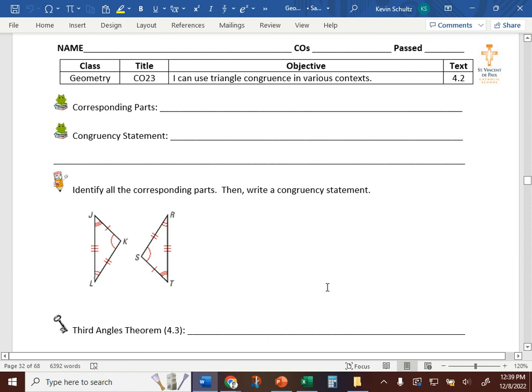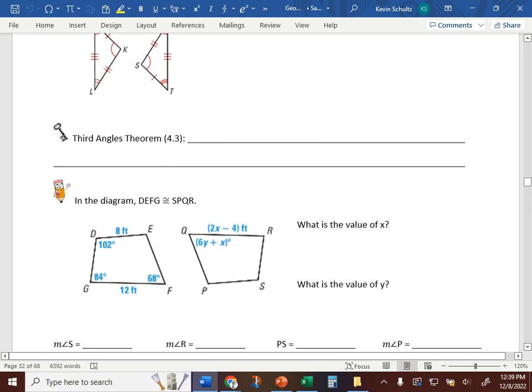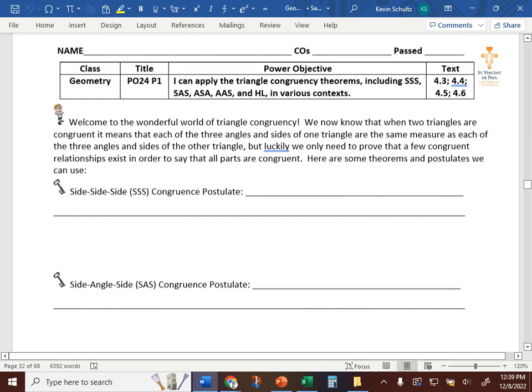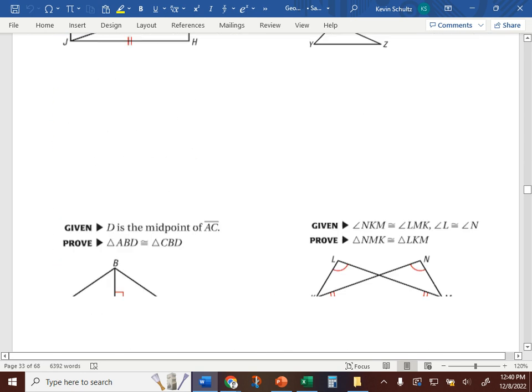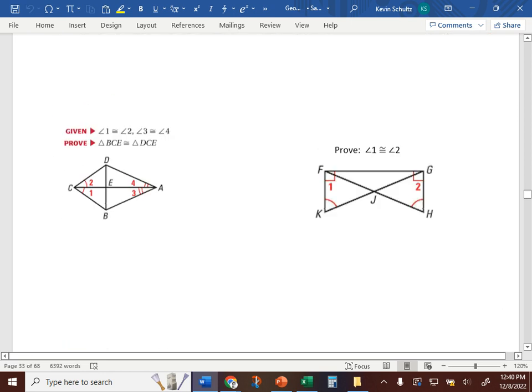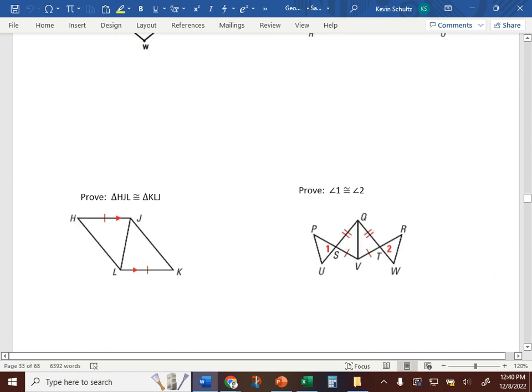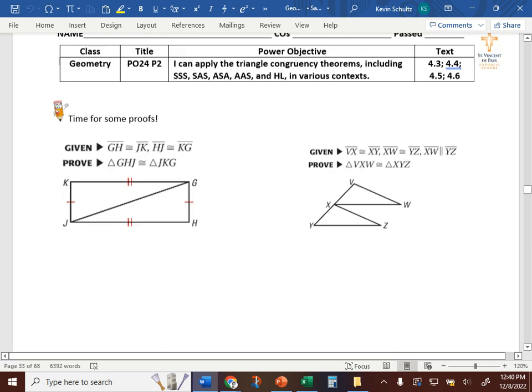Day geometry, we are going over CO23 this morning: triangle congruence in various contexts. This is setting up for a massive yet exciting PO24. In PO24, we're going back to proofs, and we are proving triangles are congruent. It is a four-parter. Look at that, four parts of PO24.